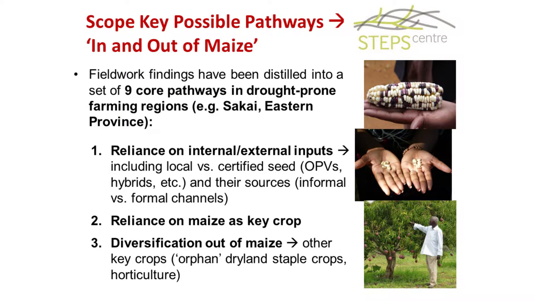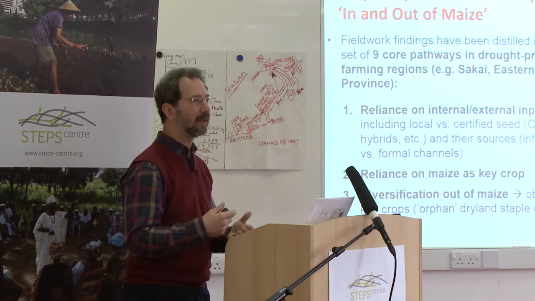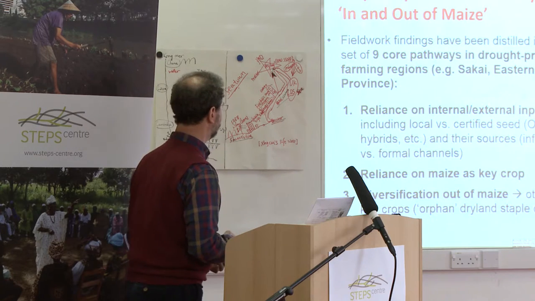So we did this, and I described this in more detail at the beginning of the week, distilled all of those discussions into a set of 9 core pathways, particularly emphasizing those drought-prone, risky environments, the more lower potential areas, where the majority of people live, where the majority of the people are still growing maize, even though it doesn't yield particularly well, and where there are all sorts of challenges they face.